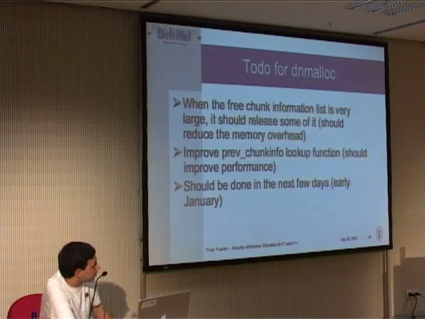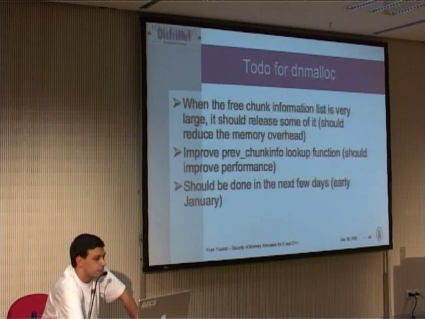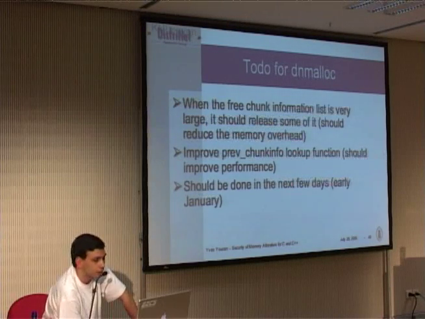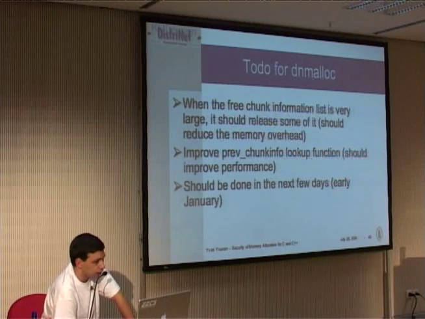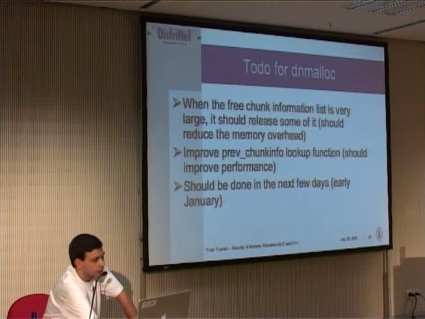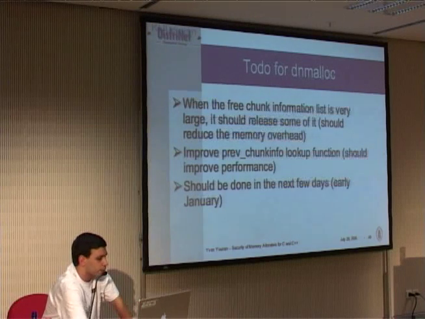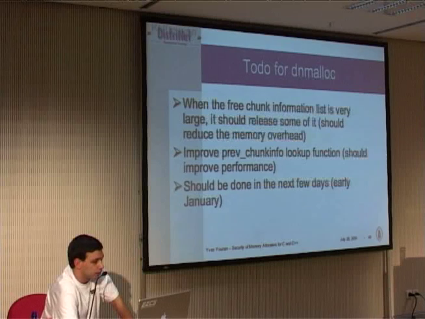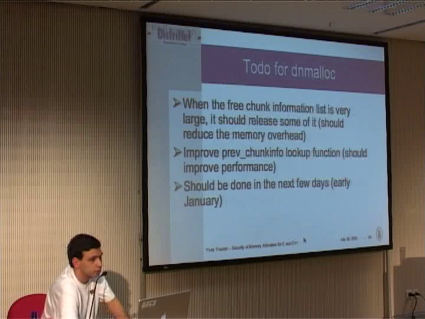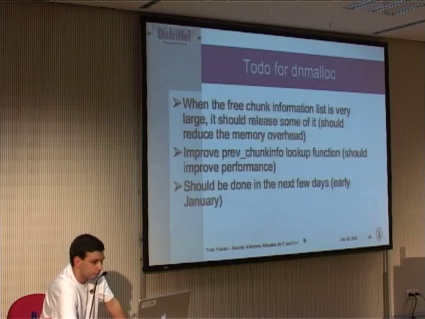Which brings us to the to-do list for dnmalloc. We never release a chunk info region. So if there's lots of free chunk information, we'll just have a very large linked list of free chunk informations. This is what's left to do, which I hope to do in the next few days. If we release this, we'd probably reduce the memory allocation overhead for 12 as well as the other programs I showed. There's also one function in our allocator which is pretty slow, so I'm also going to improve this in the next few days, hopefully, and this should improve performance even more.